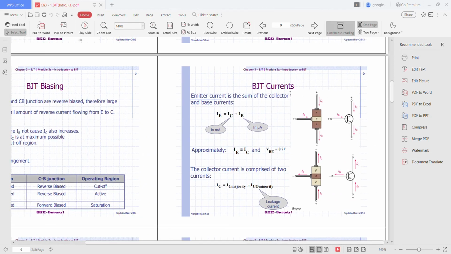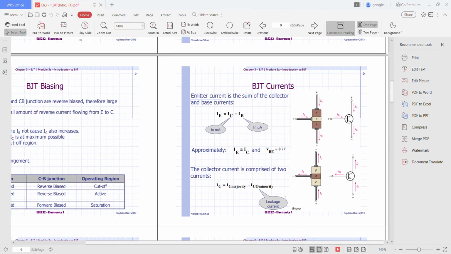Now we go on to the BJT current. The emitter current is the sum of the collector and base current. As you can see by looking at the figure here, IE is the summation of IC plus IB. This is the configuration for NPN transistor.